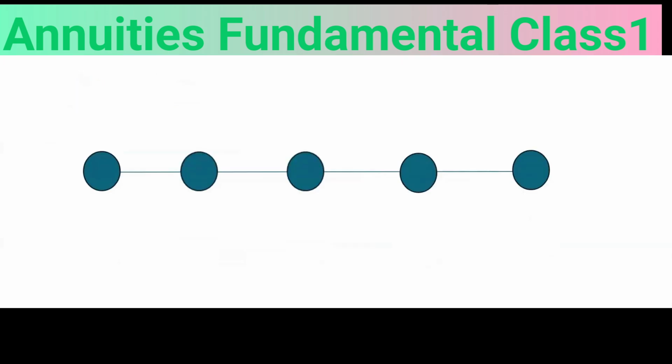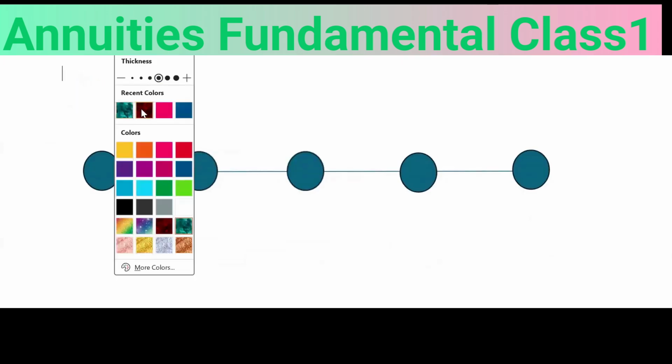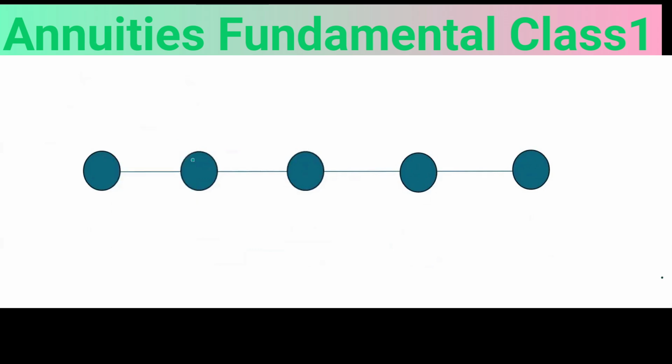So instead of one payment, now we have several payments. What we studied before was for one payment. Now suppose we have one payment here, one here, one here, one here. We want to know the present value of all these payments. Let me write here.